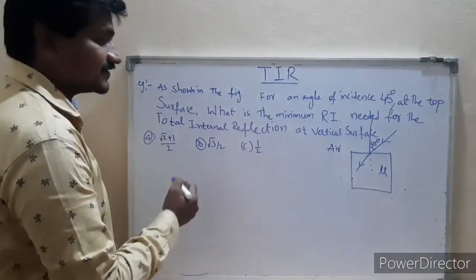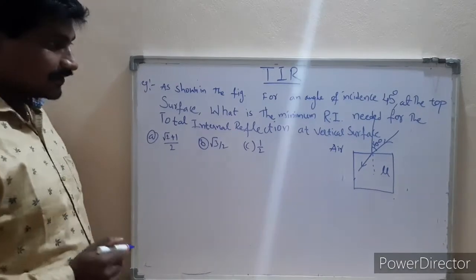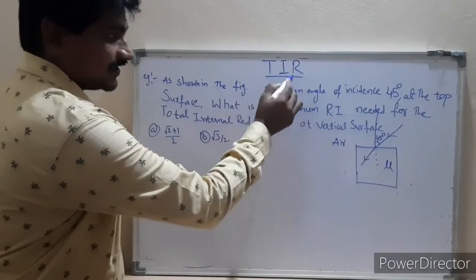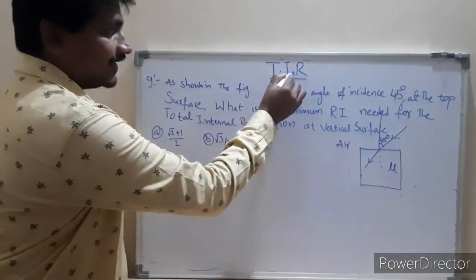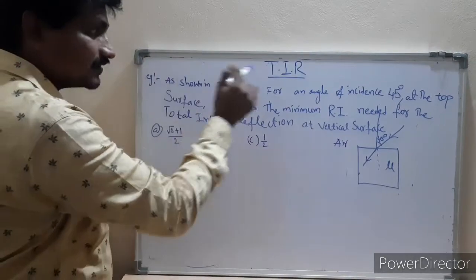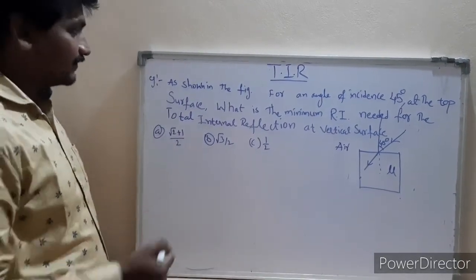Now we are going to discuss one small numerical which involves two topics, that is refraction of light and total internal reflection. TIR means total internal reflection. This is a most important concept. Let me see what is that question.